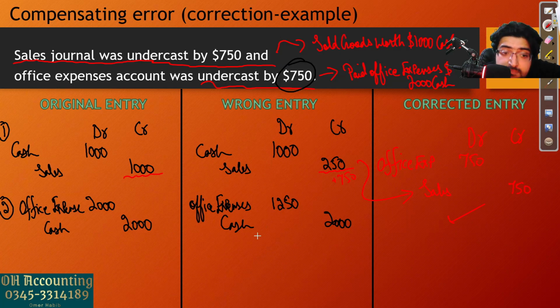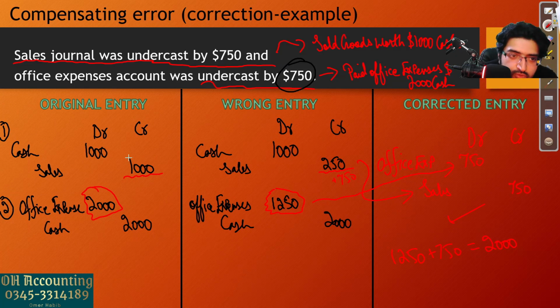And then I'm doing the same thing for office expense. Office expense was supposed to be recorded as 2,000. By mistake, we have under added and recorded this as 1250 only. So to fix that, now we are recording office expenses by 750. Okay? To bring the balance back to 2,000, because 1250 plus 750 will bring the office expenses amount back to 2,000. See, this is how we correct compensating errors.